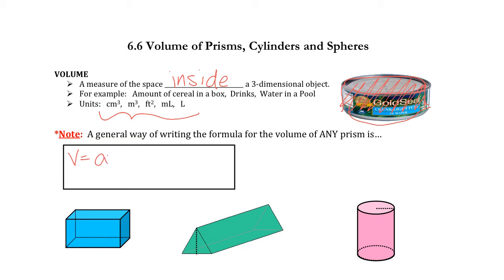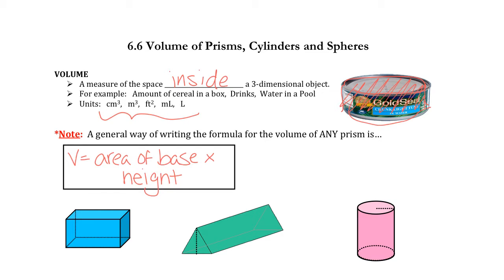A general way of writing the formula for the volume of any prism is we take the area of the base, and we all know how to do area. That's a two-dimensional surface, so the area of a base, and then we multiply that by the height of the prism. That's just in general.